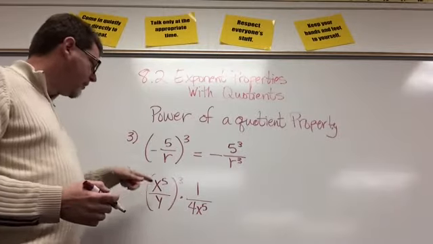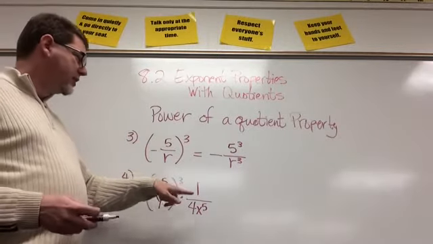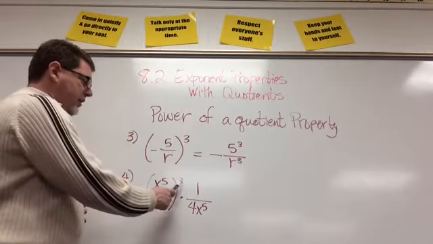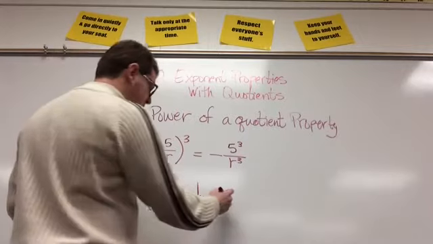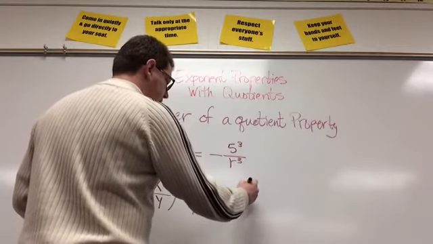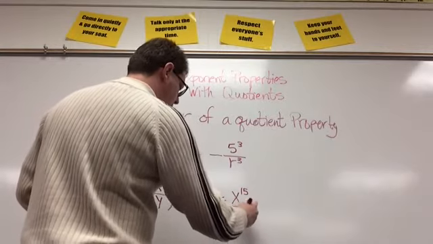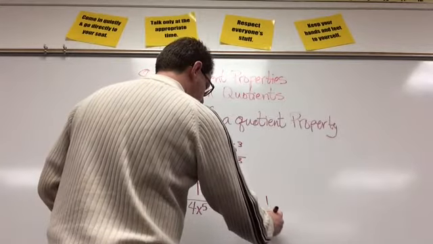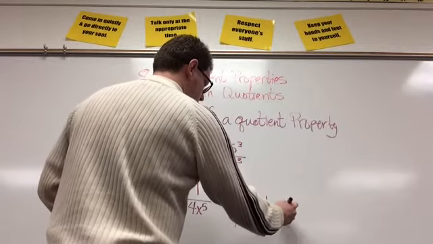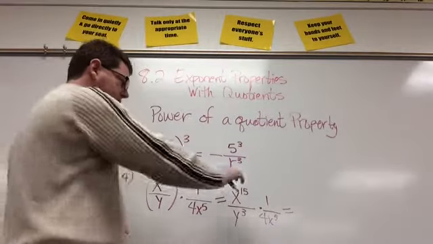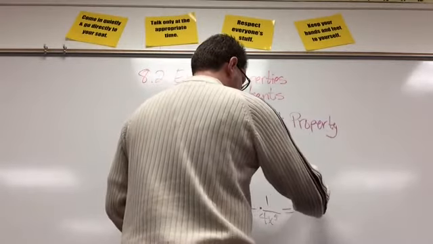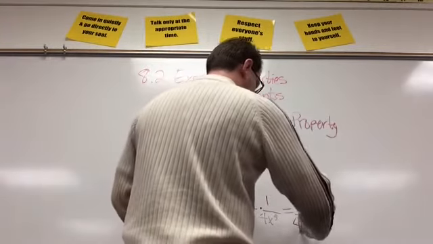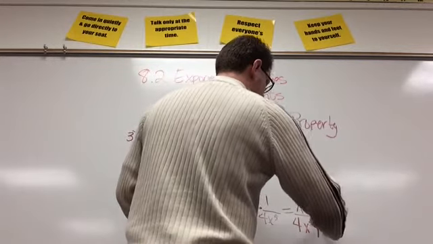Number 4, I have x to the 5th over y raised to the 3rd power times 1 over 4x to the 5th. So we're going to take it one step at a time. First, I have to apply this 3rd power to everything inside the parentheses. So that's going to take me to x to the 15th over y to the 3rd times 1 over 4x to the 5th. So I'm just going to keep going. Multiply x to the 15th times 1 is x to the 15th over 4x to the 5th y to the 3rd.